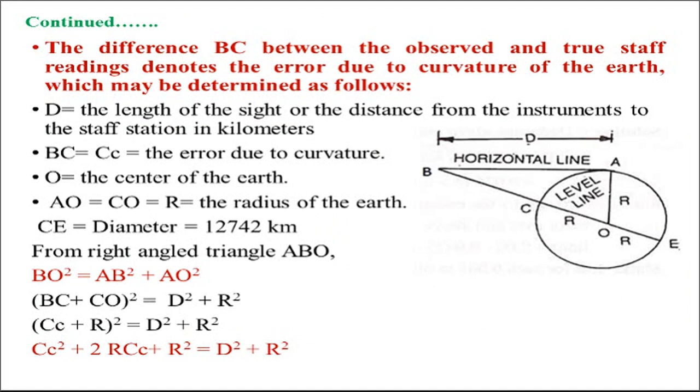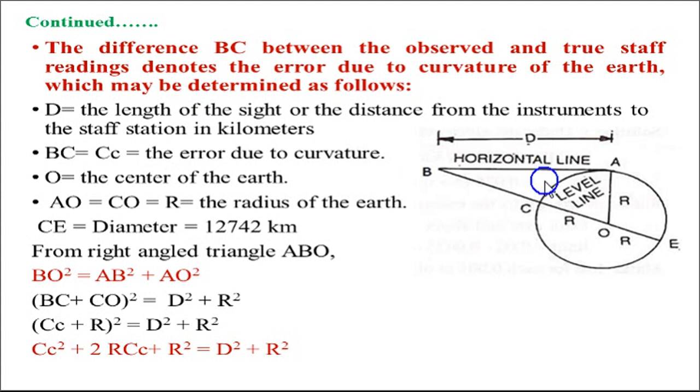The difference BC between the observed and the true staff reading denotes the error due to curvature of the earth, which may be determined as follows. Let D be the length of the sight, or the horizontal distance from the instrument station to the staff station, in kilometers. So this is a plan. This is the horizontal distance between the instrument station and the staff station. Then BC is equal to CC', the error due to curvature.